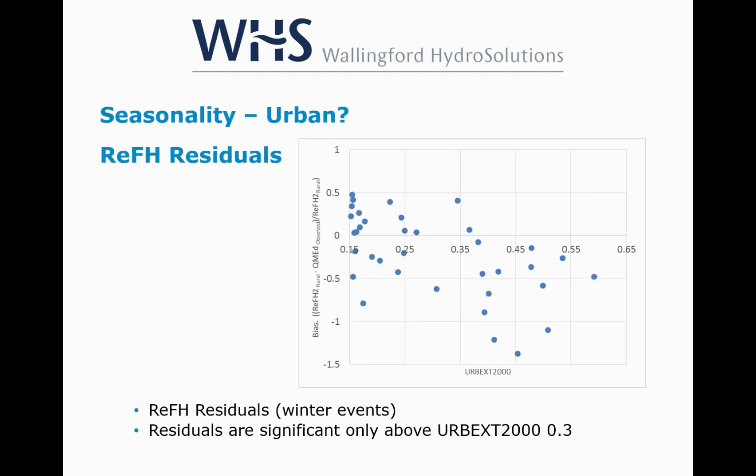So often we have a question about seasonality in urban areas. So I'm just going to run through some of the data that can allow us to decide whether seasonality is related to percentage of urban areas and what seasonality we should use. So here's a quick diagram of the ReFH residuals, i.e. the difference between the rural ReFH and our QMed observed, i.e. based on AMAX data, against our Urbex 2000. We see that the bias becomes more recognisable as we get higher Urbex 2000, but it probably isn't till we get to about 0.3 that we really start to see a significant impact.